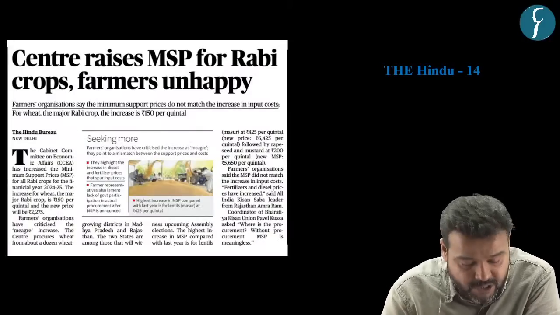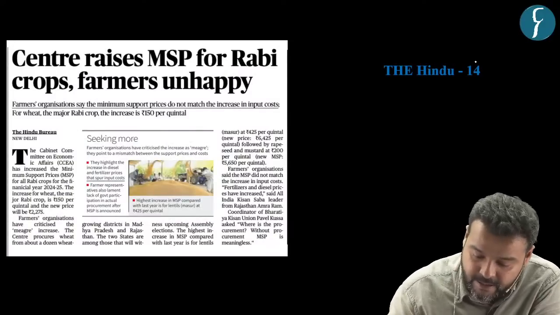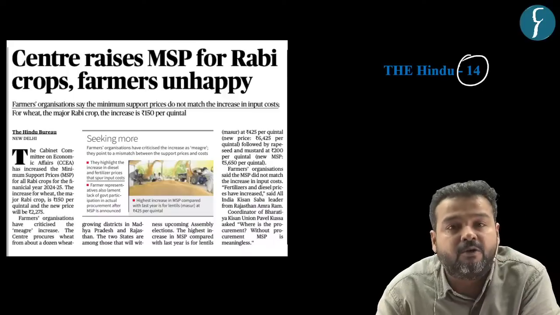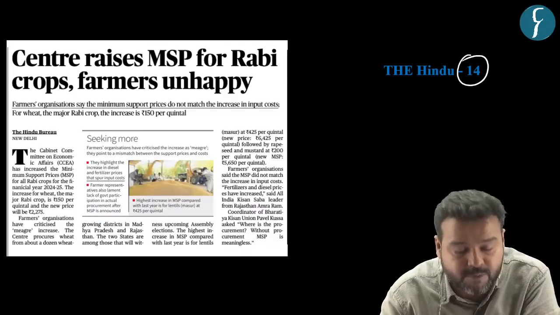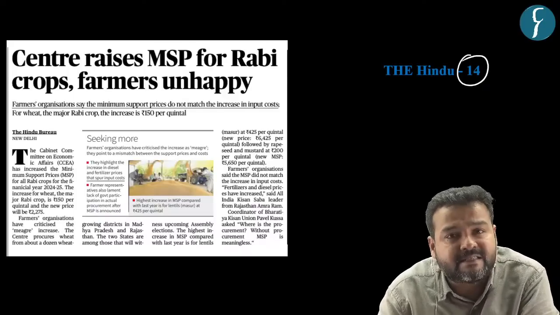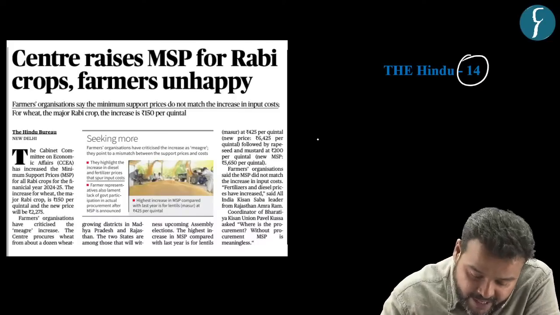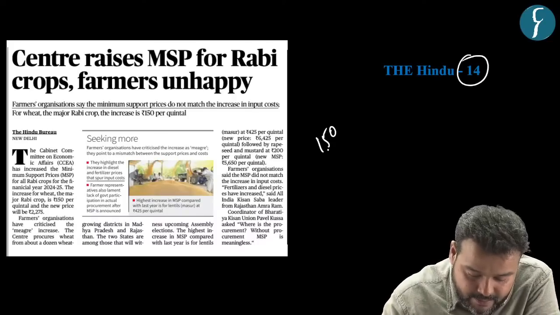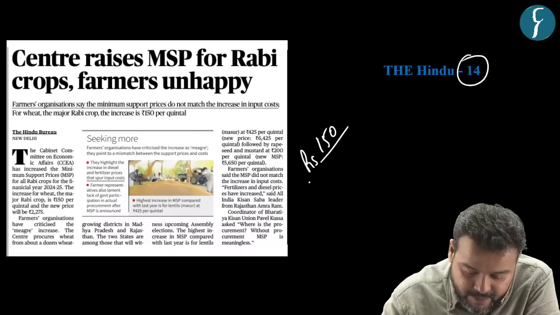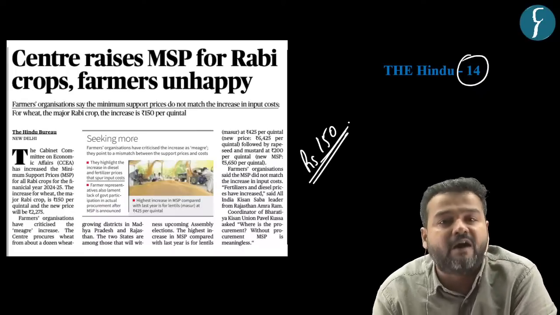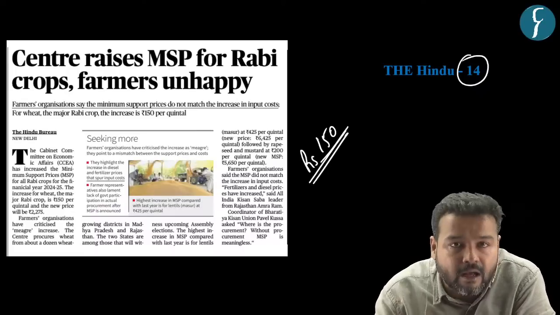Now the third question is inspired from this news which featured on page number 14 of the Hindu newspaper. Now center has raised the MSP for Rabi crops, and for wheat it is raised by rupees 150 per quintal, but several farmers are unhappy with this rise, because they are saying that this rise is not matching their input cost.